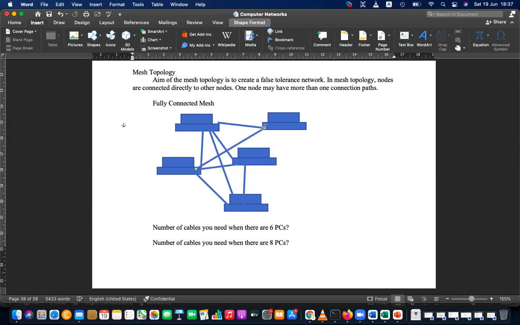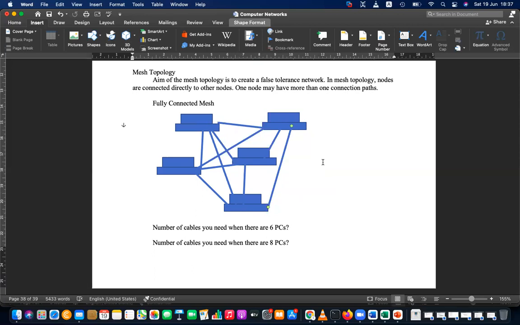This is what mesh is. Mesh is a mess. You need another one to connect this one, and you need another one to connect this one. So altogether, how many cables? Earlier it was 6, now another 4 came, so 6 plus 4. If 5 computers, it is 10.